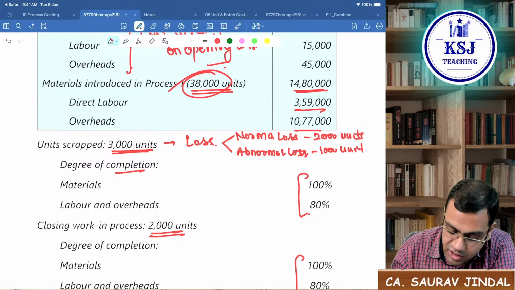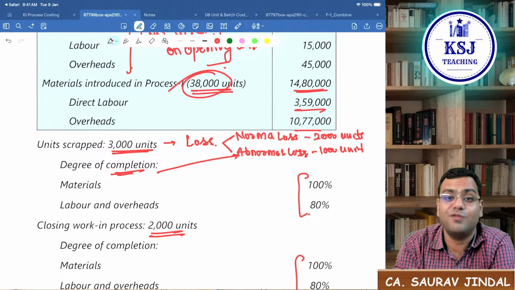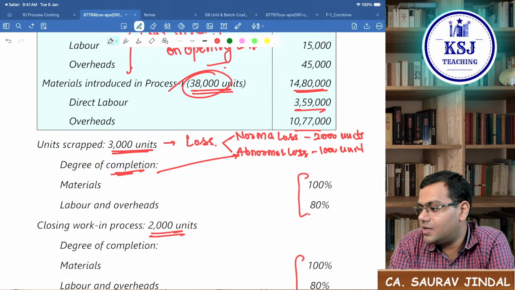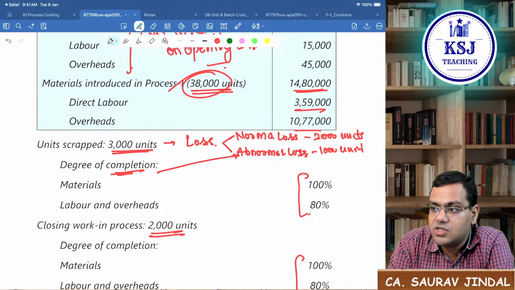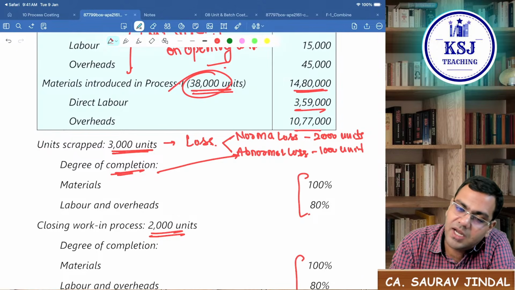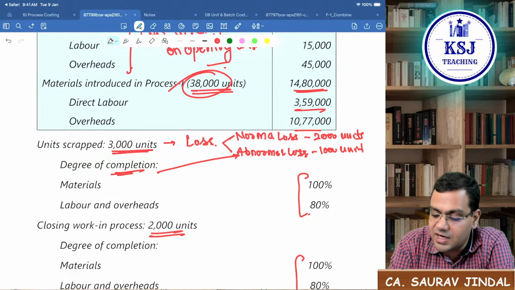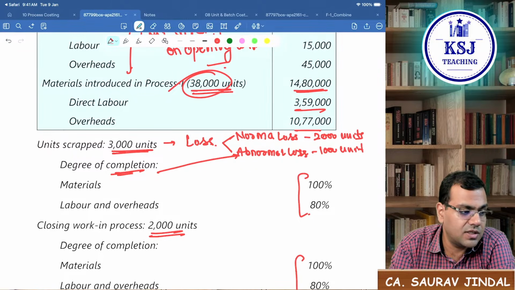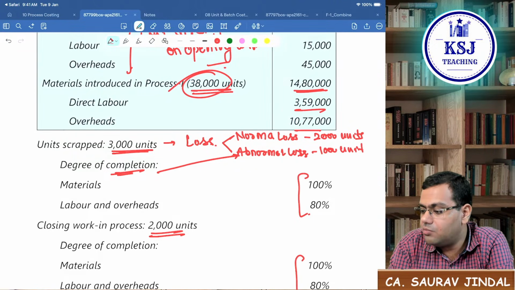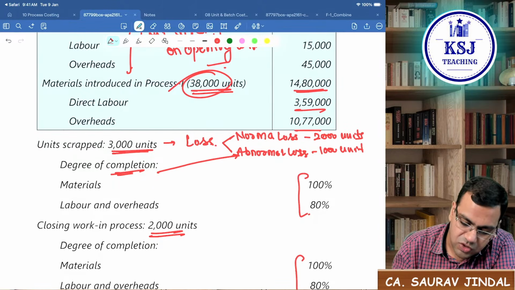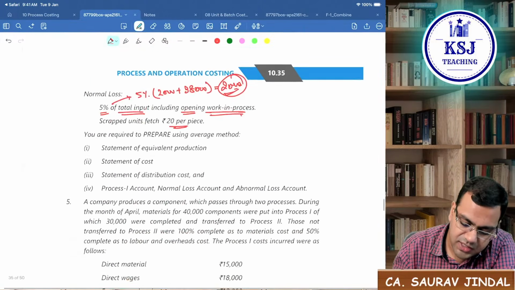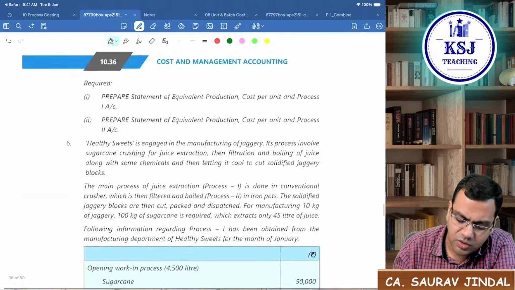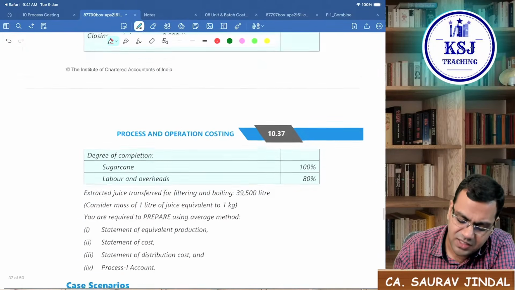And this degree of completion which is given is for the abnormal loss. Remember, degree of completion for abnormal loss. As I told you, if it is not given, then we will take it as 100%. But if it is given like this here, 100% and 80%, then we have to take it like this. That's the only different or important thing in this. Right? So with this, we are done with process costing. Rest all the questions are on the same lines, everything is same.